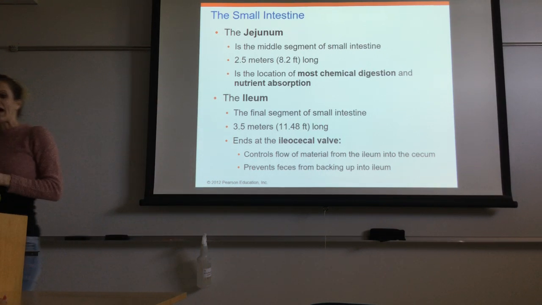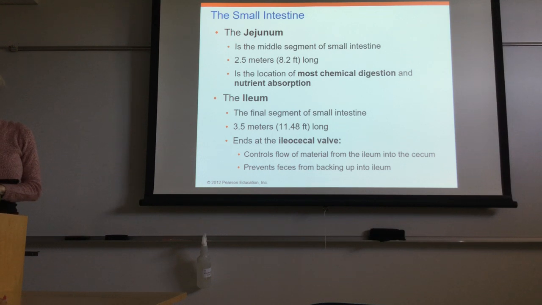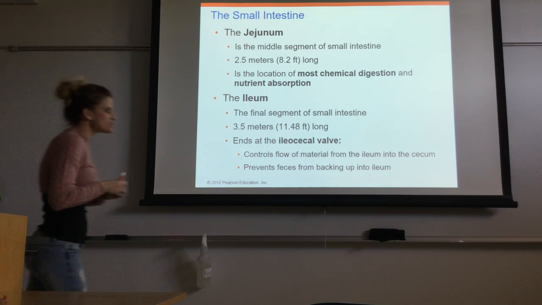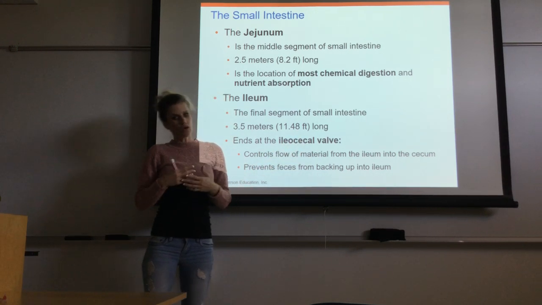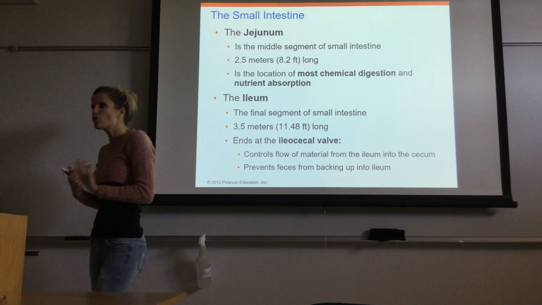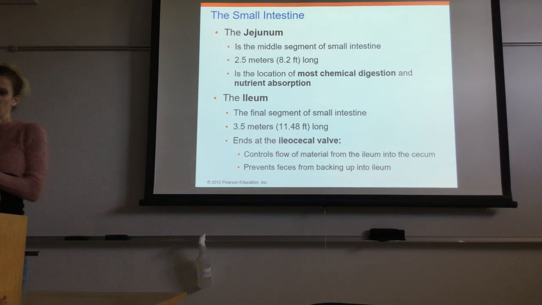After the jejunum, the last and longest part of the small intestine is the ileum. The ileum is over 11 feet long, and the ileum ends at, remember, the ileocecal valve, also called the ileal orifice. So the ileal orifice, or ileocecal valve, is what controls the flow of materials from the ileum, the last part of the small intestine, into the cecum, which is the first part of the large intestine.